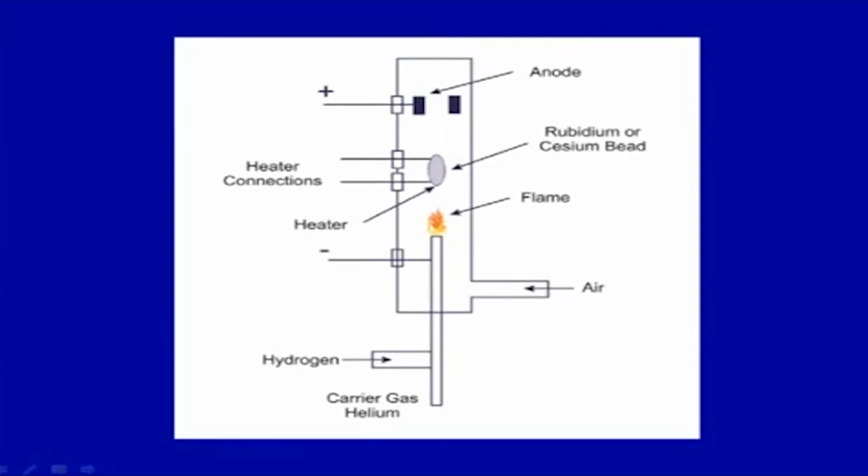So, here there is a simple schematic. It is like an FID only. There is a detector here, there is a flame, which is a cooler flame, like I said. There are heater connections, there is a rubidium or cesium bead here, and an anode which is the collector here. As the analytes are ionized here, mostly nitrogen and phosphorus compounds, the signal can be recorded here.